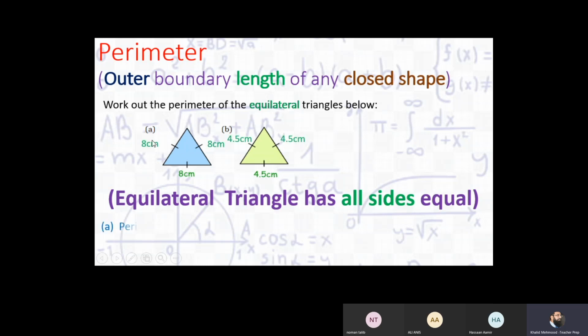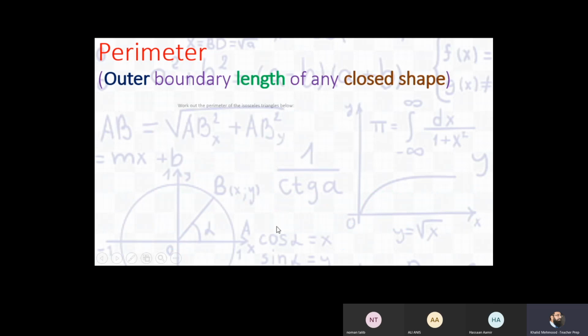Now in example A, you can see that the perimeter is 8 plus 8 plus 8, which is equal to 24 centimeters. And in the next example, the perimeter is 4.5 plus 4.5 plus 4.5, adding these numbers, and we have the answer in centimeters.